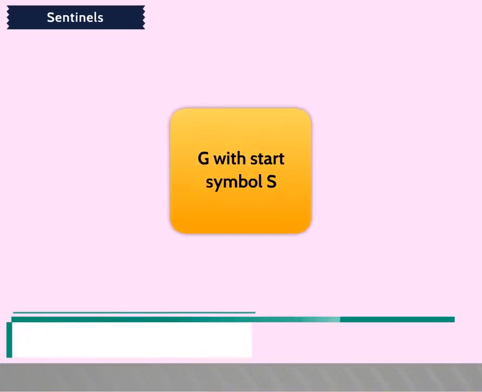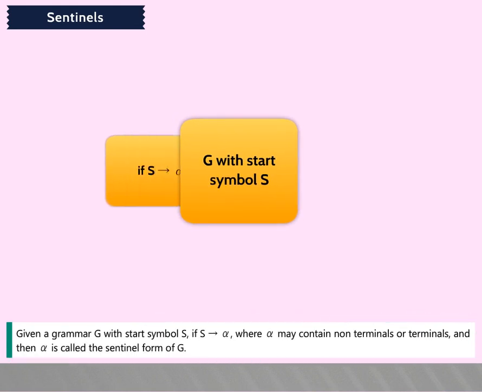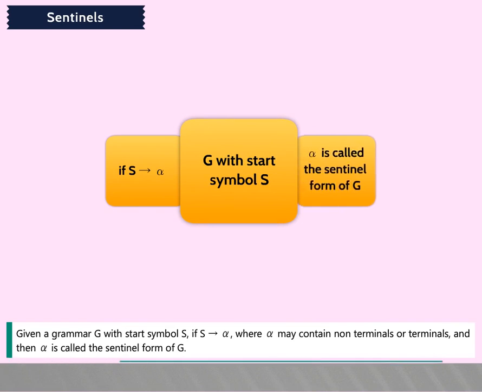Sentential forms. Given a grammar G with start symbol S, if S derives alpha, where alpha may contain non-terminals or terminals, then alpha is called a sentential form of G.